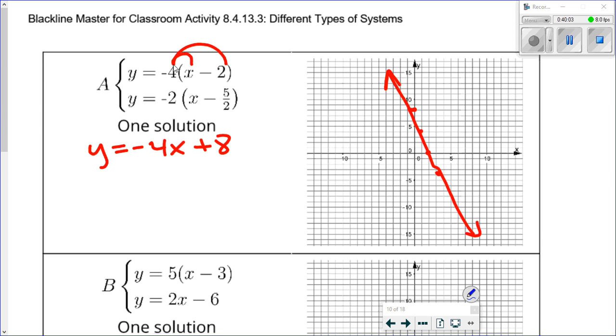I'm going to encourage you to use a different color. So if you want to pick out a colored pencil, might not be a bad idea, and graph your second one in another color so you can clearly see. I'm going to do my second one in blue.